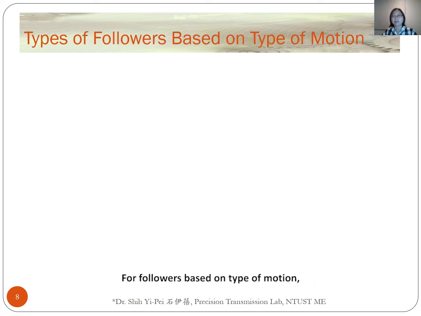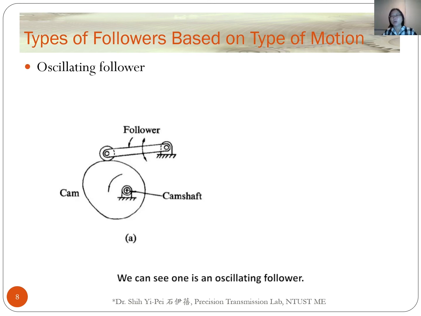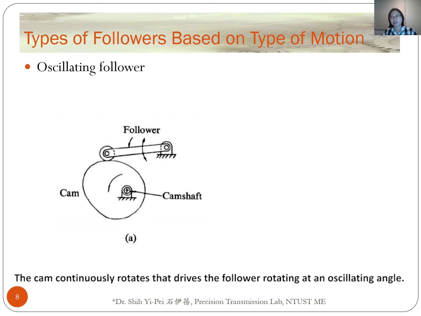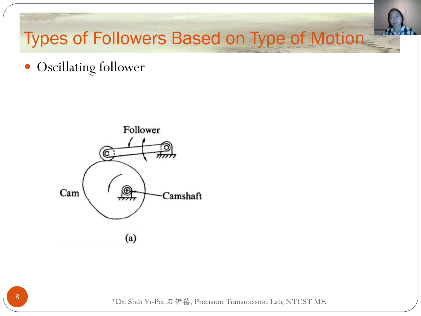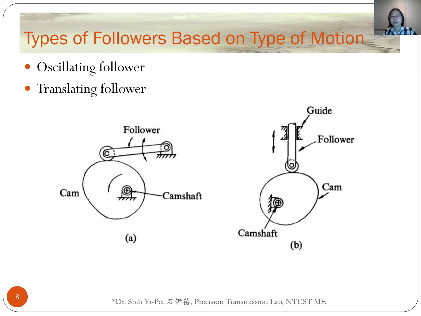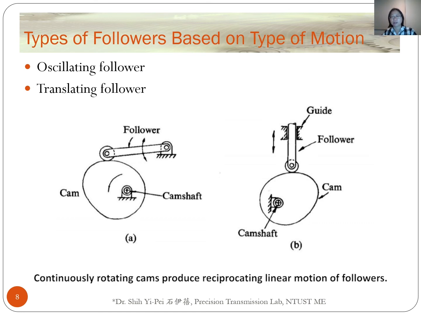For furrows based on type of motion, we can see one is an oscillating furrow. The cam continuously rotates and drives the furrow, rotating at an oscillating angle. And another is the translating furrow. Continuously rotating cams produce reciprocating linear motion of furrows.